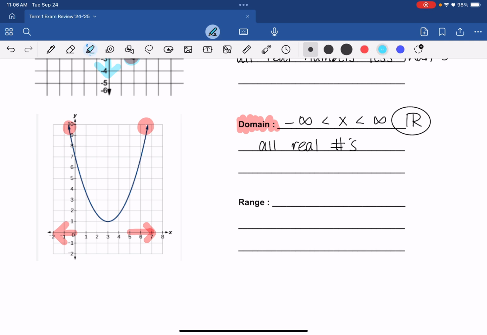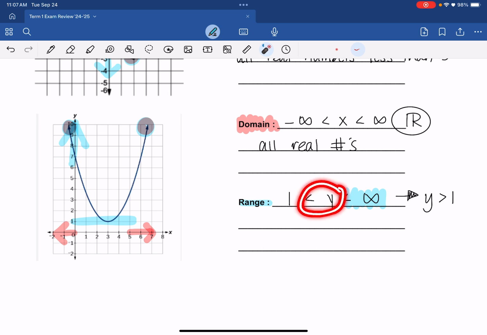Your range is bottom to top. So I go to my bottom, starts at 1. Inequalities face the same way. Go to my top, and there are arrows. So when there are arrows, that's infinity in that direction. But like I said, you will not put the infinity part of it. So really our answer is just y is greater than 1 because the inequality needs to be eating the y.